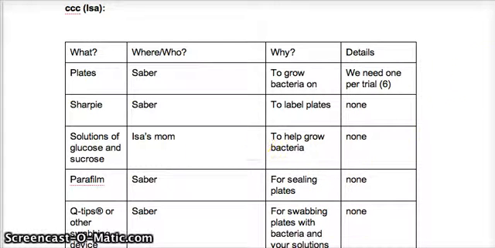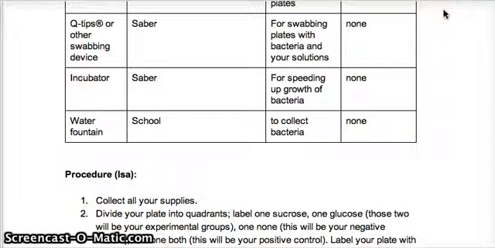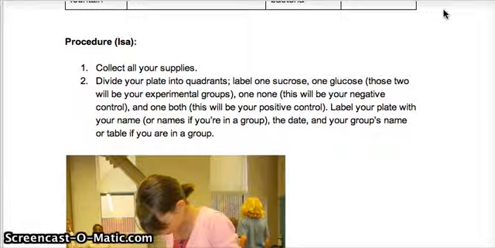Hi, this is Isa. This is the material section, and it basically talks about what we need in order to do the experiment. Here you can see that the things that we need are plates to grow bacteria on, a sharp way to label the plates, solutions of glucose and sucrose, which are the two sugars, parafilm to seal the plates, Q-tips to swab the plates, an incubator to store the plates in, and a water fountain to collect bacteria from. And this is the procedure.